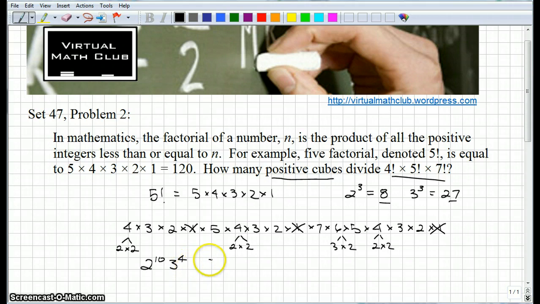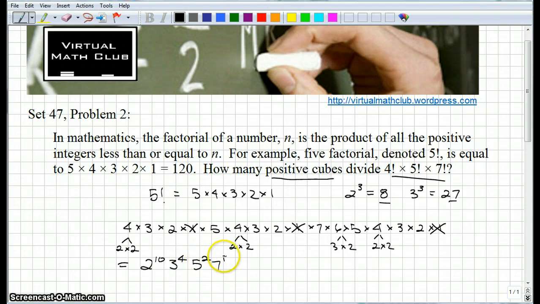And then let's look at the next prime number, which would be 5. How many 5's do we have? We have 5 here and a 5 there, so we have 5 squared. And then the next prime number would be 7, and we have one 7. So that's just 7 to the 1. Alright. So this is the prime factorization of the number.